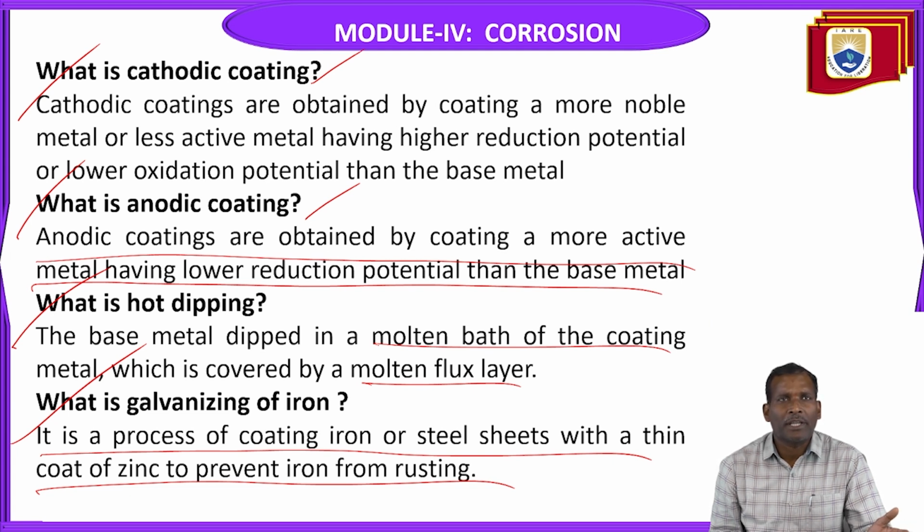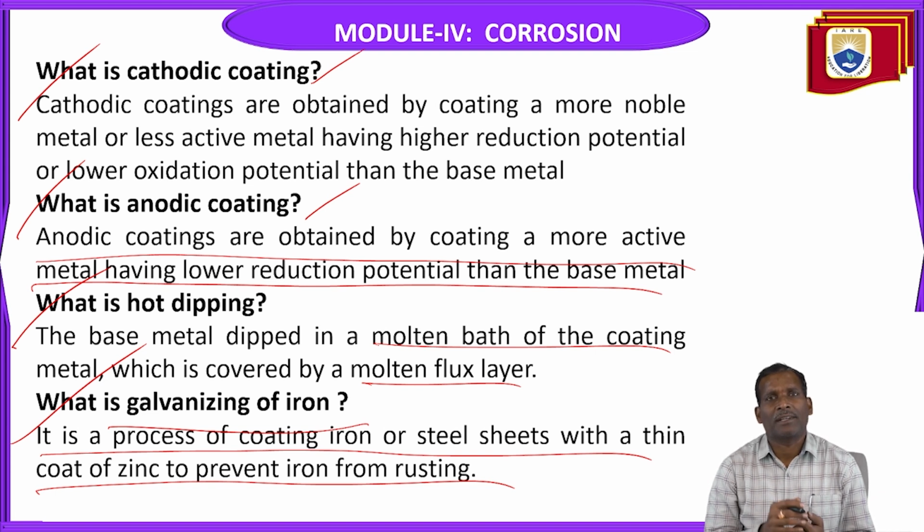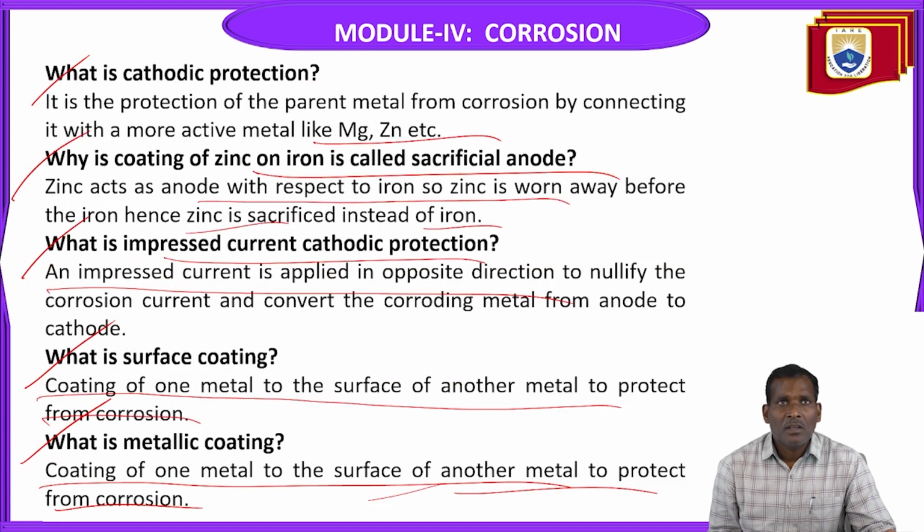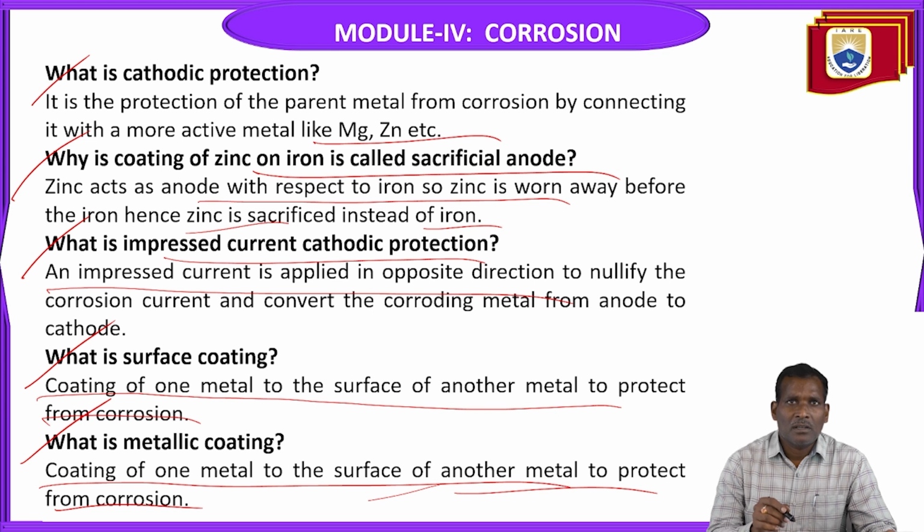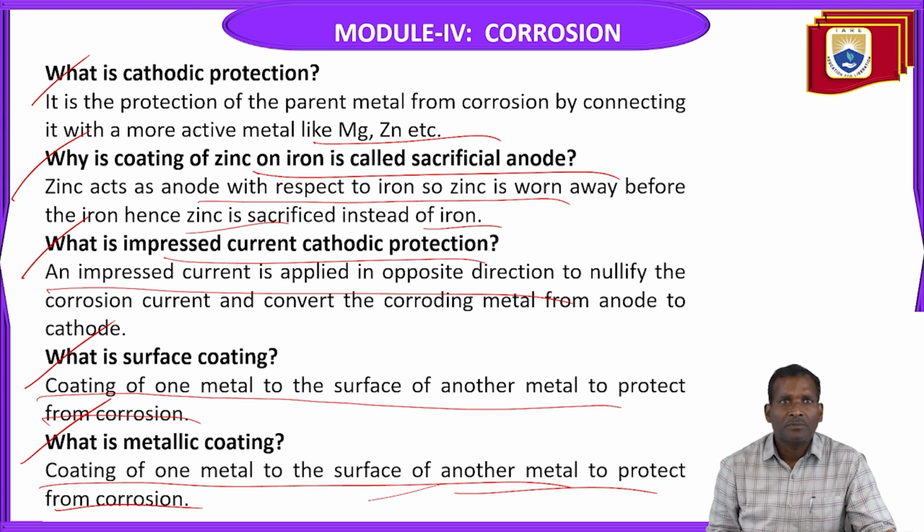What is cathodic coating, anodic coating, hot dipping, galvanizing? Suppose what is galvanizing of iron is given. It is nothing but the process of coating iron or steel sheets with a thin coat of zinc. No need to give the entire procedure of galvanizing. Clear? And then cathodic protection, impressed current cathodic protection, the surface coating methods. Many coating methods are there. Just give a 1 or 2 line answer to this question.